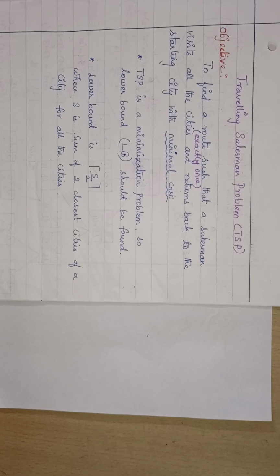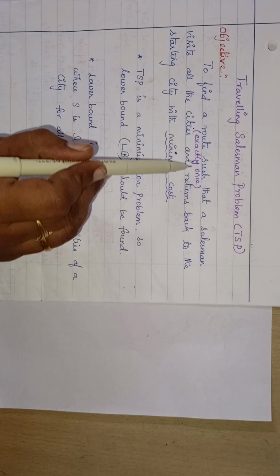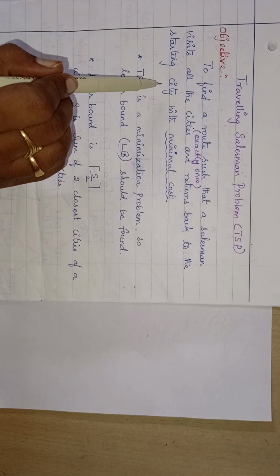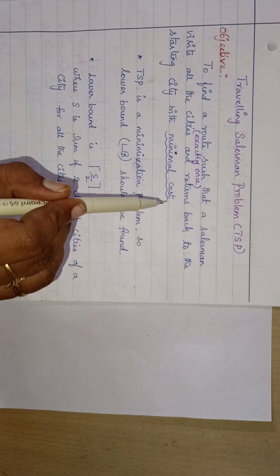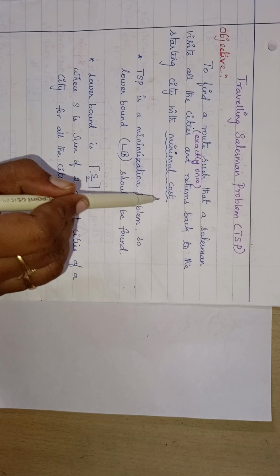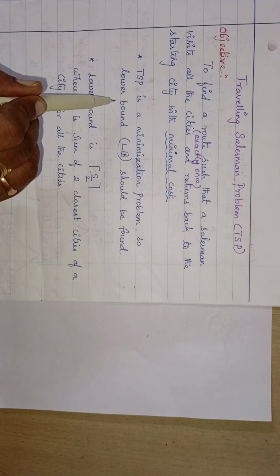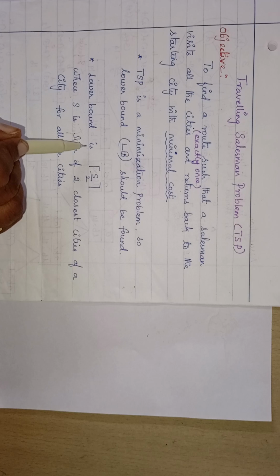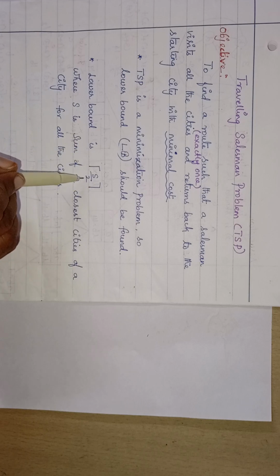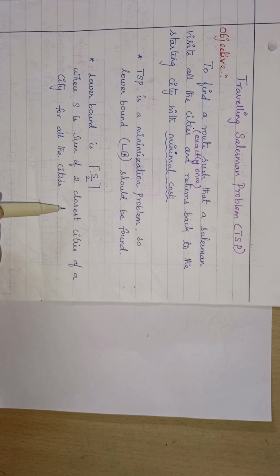In this session, we are going to solve a problem named Travelling Salesperson Problem using branch and bound technique. The main objective of this problem is to find a route such that a salesperson will visit all the cities exactly once and return back to the starting city with a minimal cost. Since this is a minimization problem, we need to find a lower bound, LB. That lower bound is found by using the formula ceil of S by 2. What is this S? S is the sum of the two closest cities of a city, for all the cities. So you will understand it when we solve a problem.